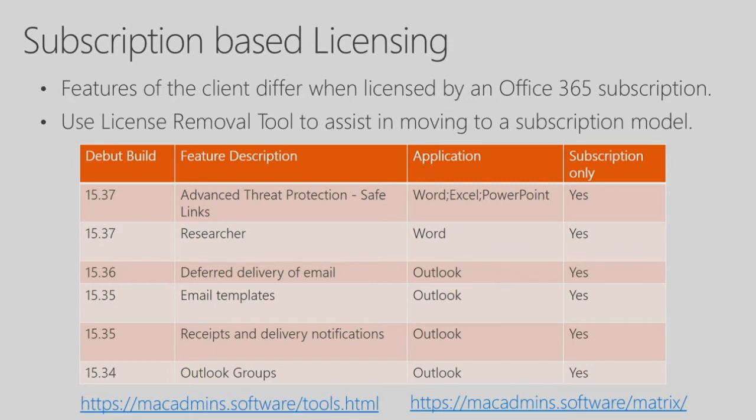And what I've done on the screen there is I've taken a snapshot from the website at the bottom, which is macadmins.software/matrix, which basically shows you the sorts of features that are now coming out that are exclusive to the subscription model. And so we've got some examples there. We've got Researcher for Word. We've got Advanced Threat Protection Safe Links being able to come out to Mac, and a bunch of Outlook features as well. I don't know if you wanted to comment on that for a moment.